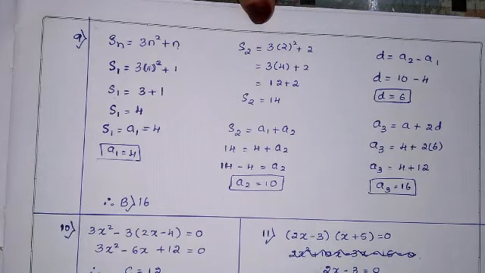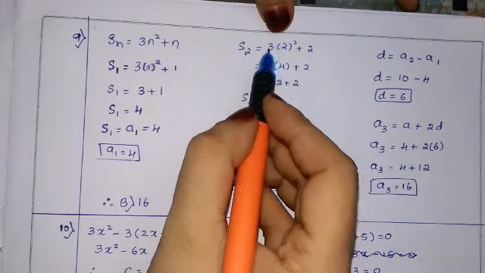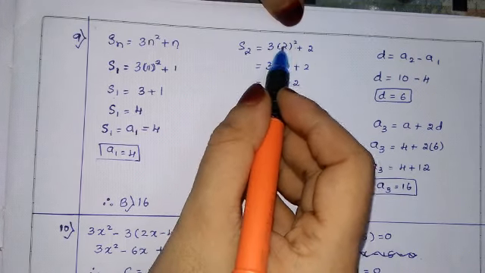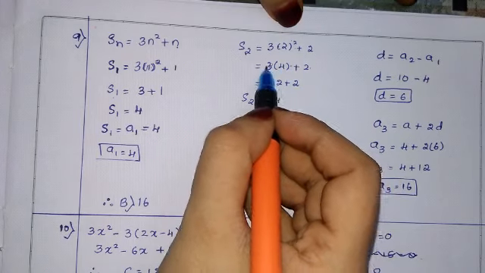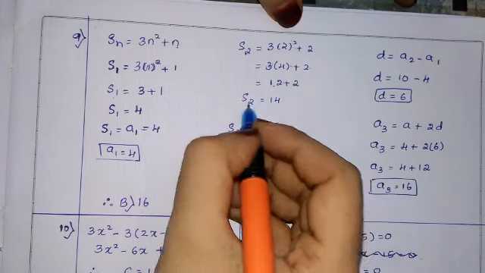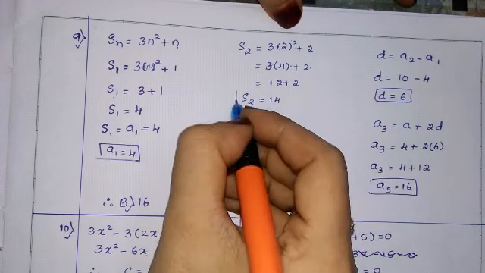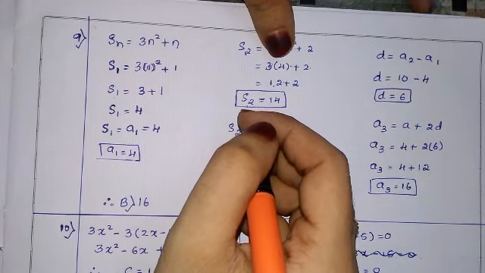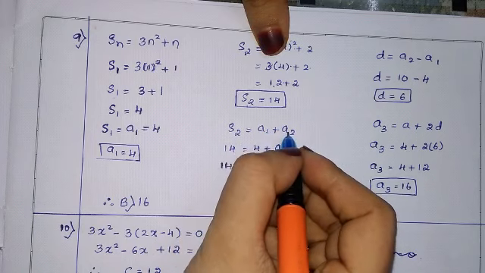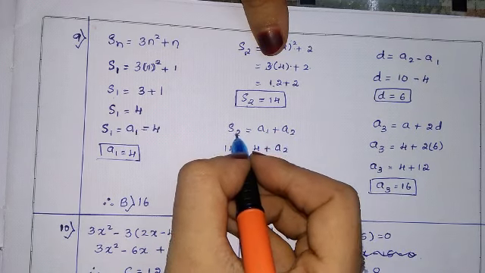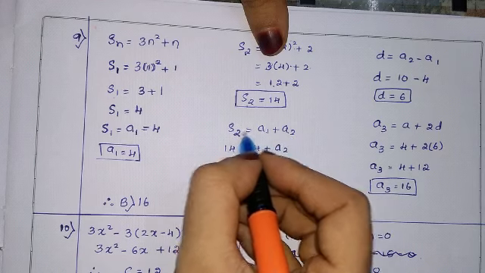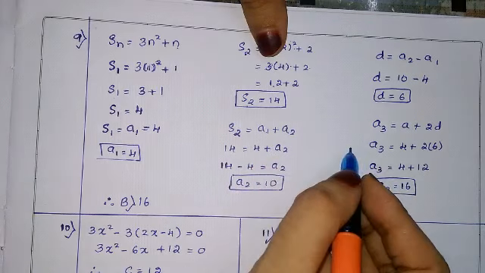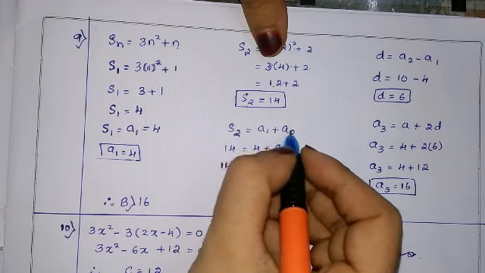Now S2 value we will find. S2 is equals to 3 into 2 square plus 2. 2 square is 4, 4 threes are 12, plus 2. S2 is equals to 14. But we don't have A2 now. But we know that S2 is nothing but A1 plus A2, the sum of all terms. S3 means A1 plus A2 plus A3, S4 means A1 plus A2 plus A3 plus A4, like that.